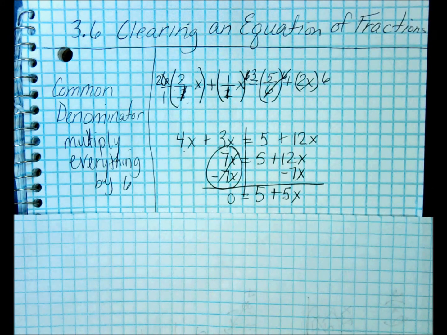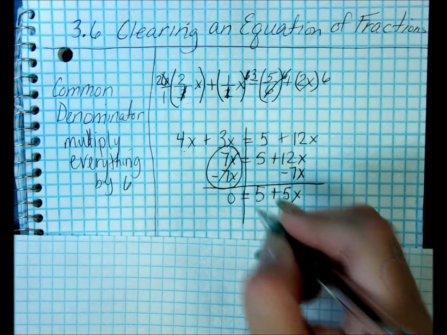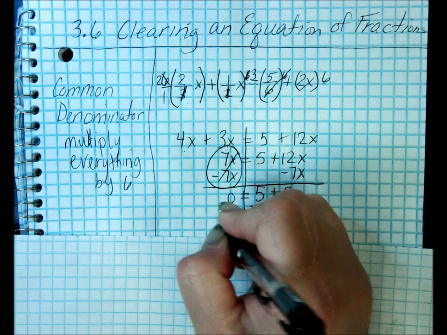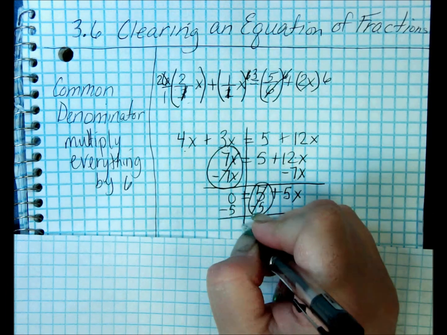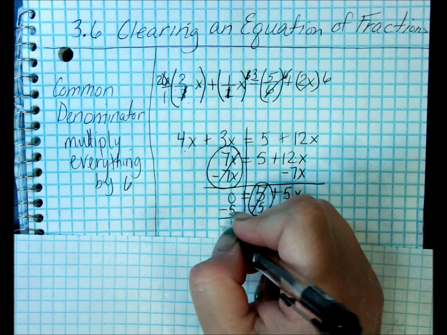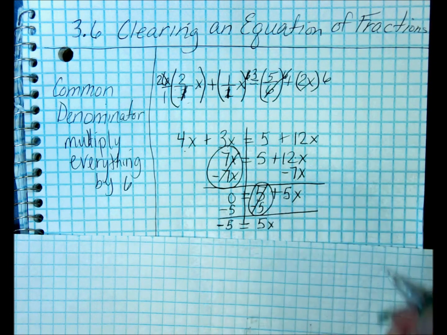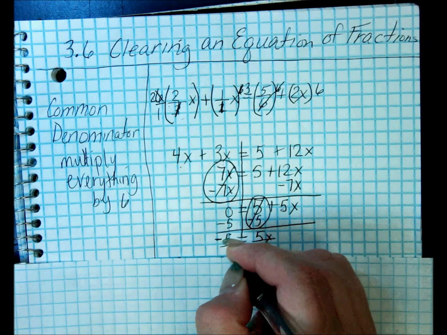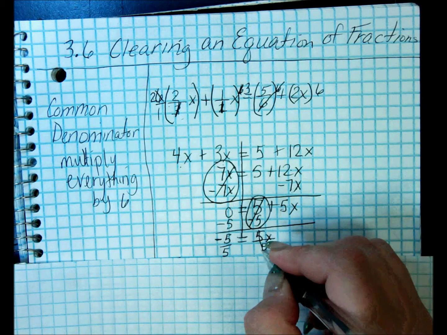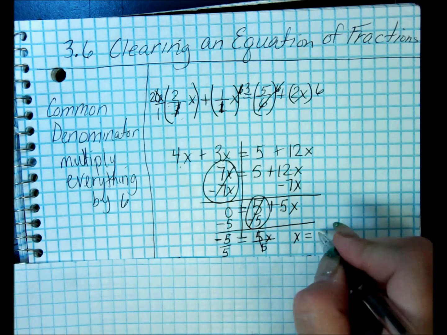Now we need to get the x by itself. So addition and subtraction. So subtract that 5 from both sides. This does give me the 0. 0 minus 5 is going to be negative 5. And now we divide. This is a multiplication problem, so the opposite is division. And we get x equals 5 divided by 5 is 1, negative 1.